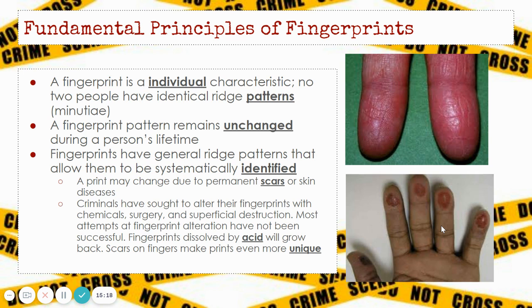A print can change due to permanent scars or skin diseases. So some criminals, John Dillinger is a good example, have tried to alter their fingerprints with chemicals or surgery or some sort of physical destruction of their fingerprints. Most of those are not successful because it actually leaves behind scars that are more unique than their actual fingerprint was.